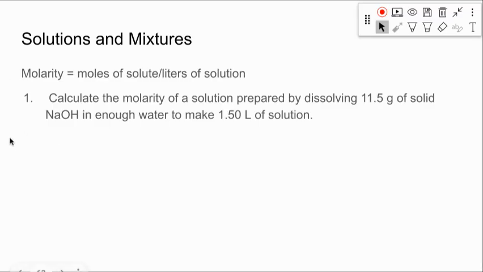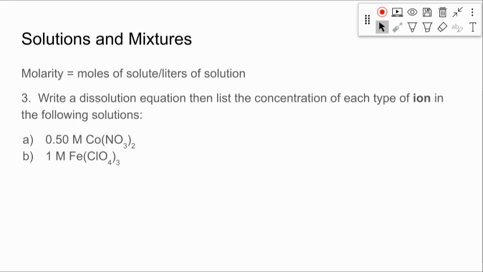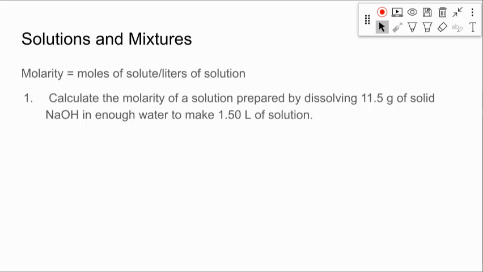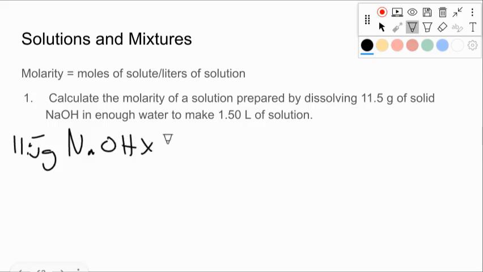I'm starting with 11.5 grams of NaOH. If I start with grams, I have to cancel with grams. This number comes from the periodic table. I have just written down 40, but let me figure out exactly what it is. Sodium is 22.99, plus oxygen, which is 16, plus hydrogen, which is 1.008, and that gives me 39.998.